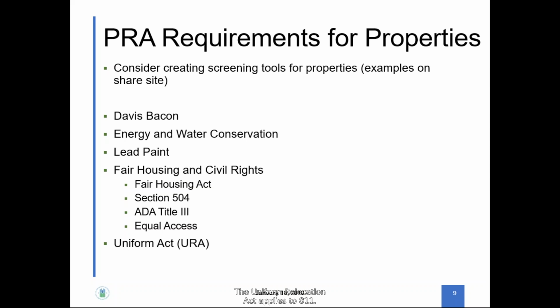The Uniform Relocation Act applies to 811. So if 811 has been awarded to a property that is rehabilitating an existing property with tenants, the grantee must follow the guidelines of the Uniform Relocation Act to ensure that the existing tenants are provided support during the rehabilitation.